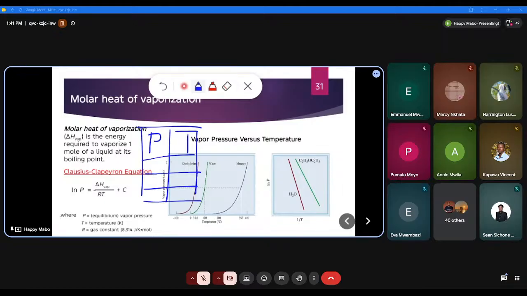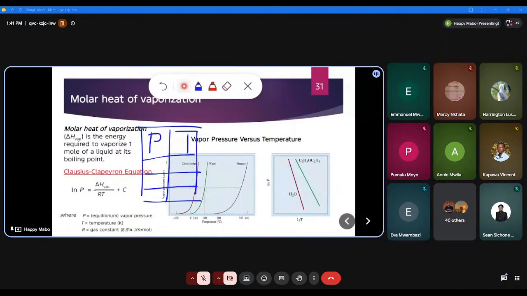Then you are told, using the values in the table, plot a graph of the ln of P against the inverse of temperature, which is indicated there. Sometimes you would be in a hurry, or you just do not know what to do. You would quickly rush into getting your graph paper, you start planning and all that, and then you make a plot of the values of P and the values of T. Then you would end up with a curve.